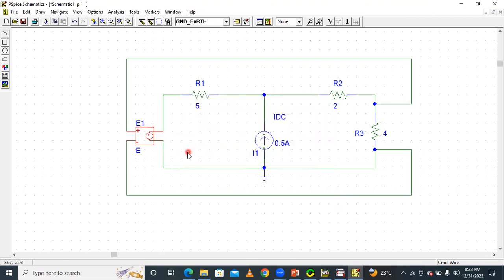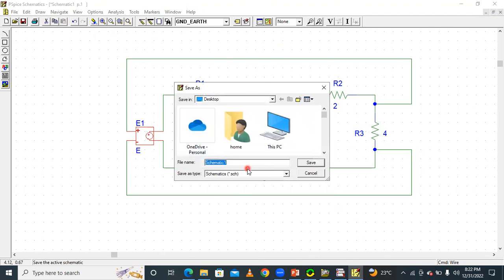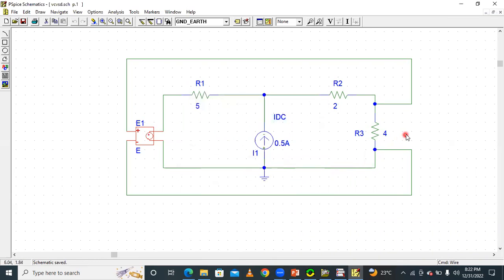So this is called a voltage dependent voltage source, or voltage controlled voltage source. Save right here, voltage controlled voltage source, dependent parameters. Then save after, then simulate. Press the simulate icon. Then we will get voltage and current.